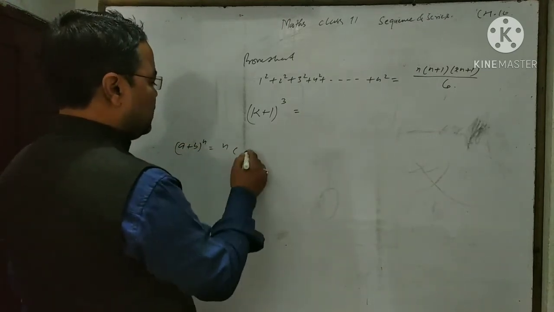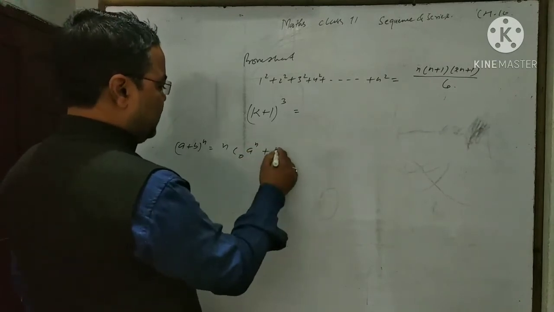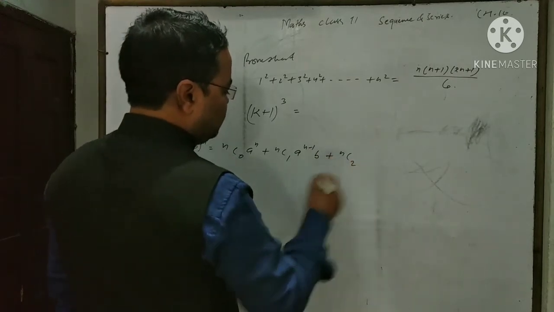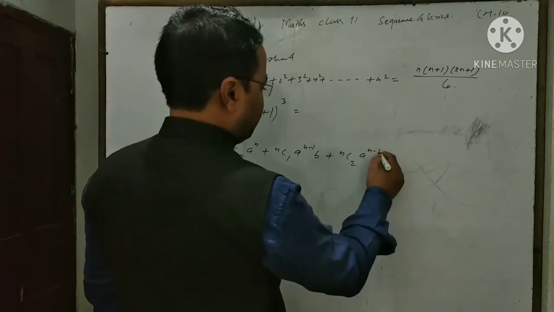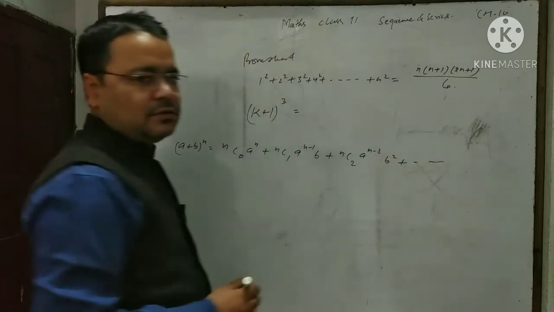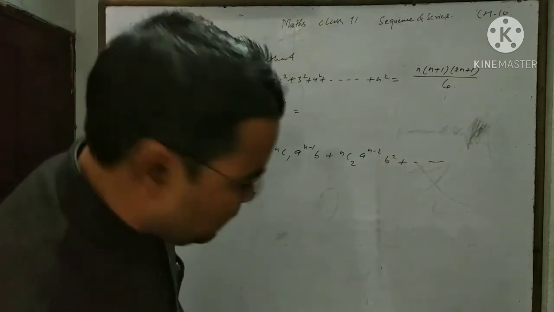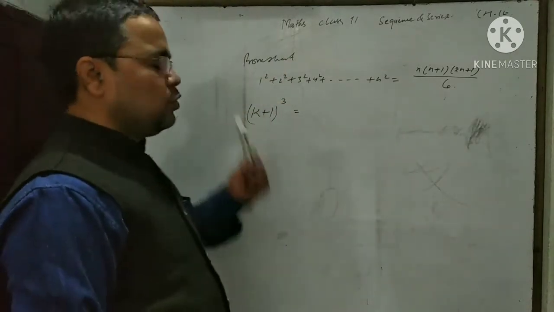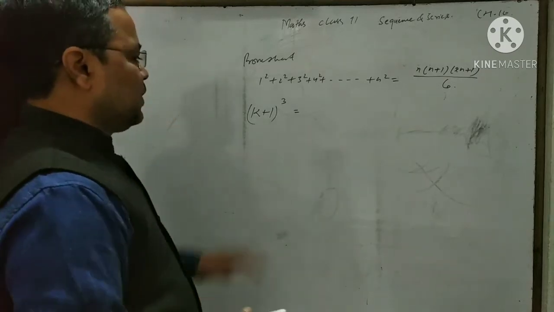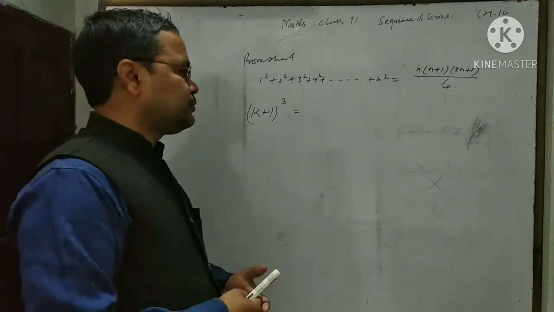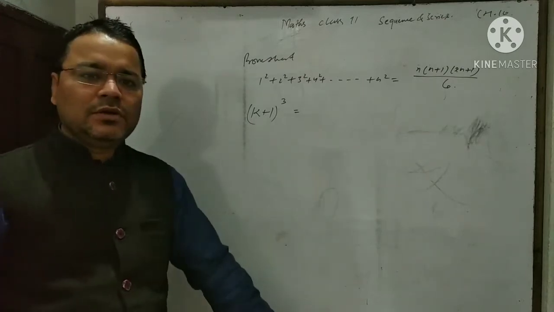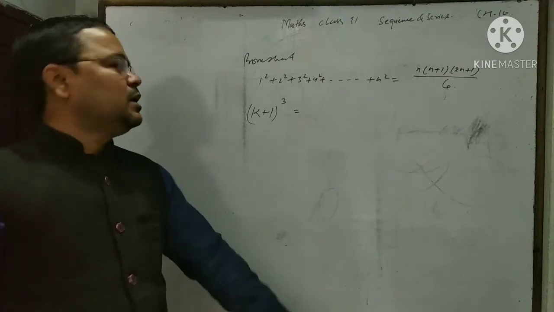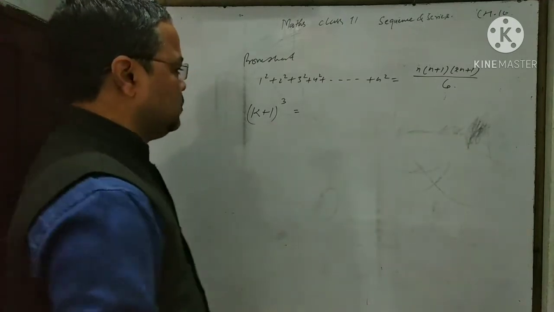nC0 a raised to the power n, plus nC1 a raised to the power n minus 1 times b, plus nC2 a raised to the power n minus 2 times b square, plus like that. We use this method for finding. If it is done, then no problem. Very good. (a plus b) whole cube, you know its expansion: a cube plus b cube plus 3ab within bracket (a plus b). But it will be better if we expand using the binomial theorem.